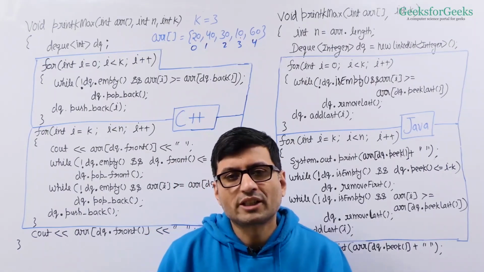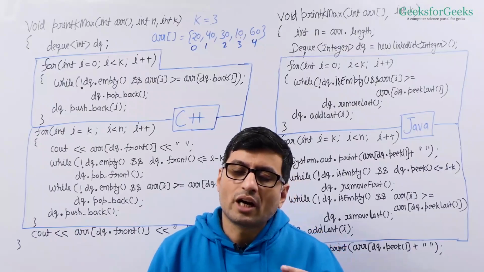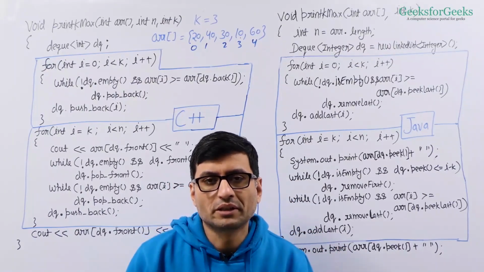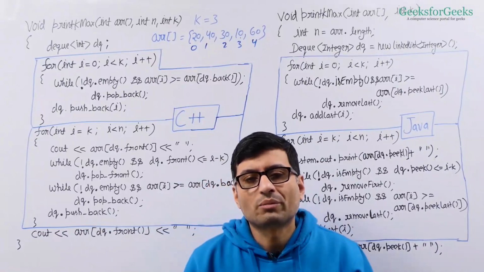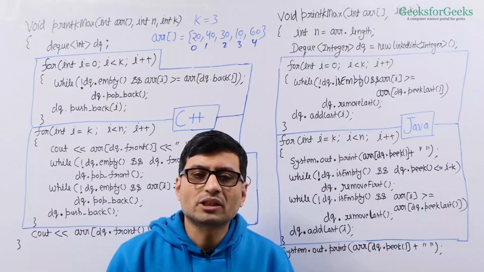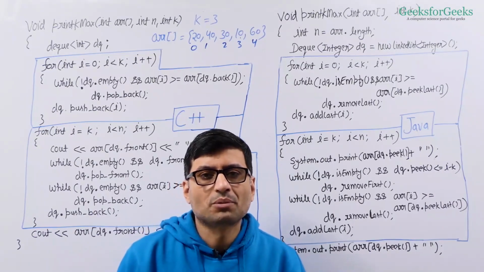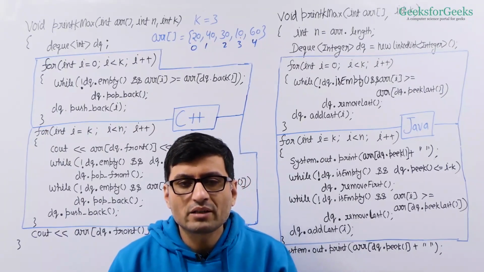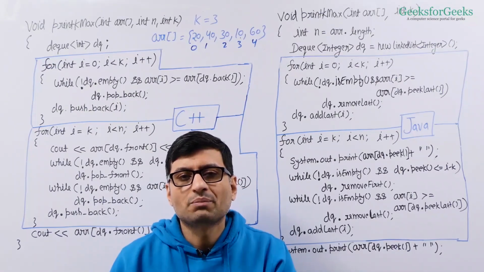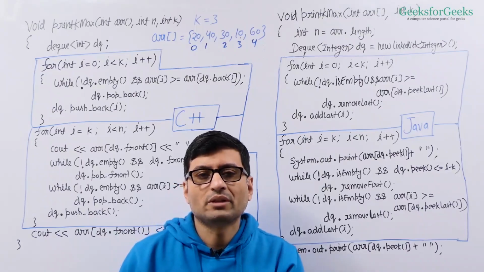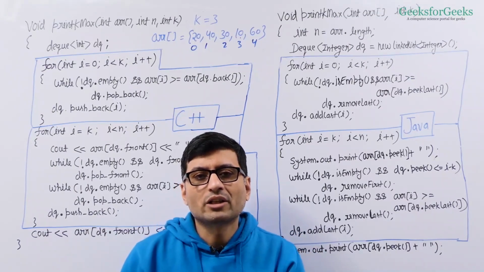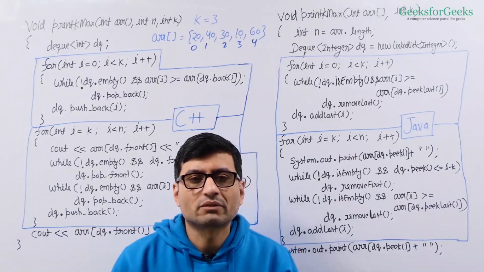When we process the current subarray, we remove the items which were there in the previous subarray but not in the current subarray. Now, one important note about the naming of the functions in C++ and Java. In C++, we have function names push front, push back, pop front, and pop back. Push front and push back add an item at the front and back respectively. Pop front and pop back remove an item from the front and back respectively.